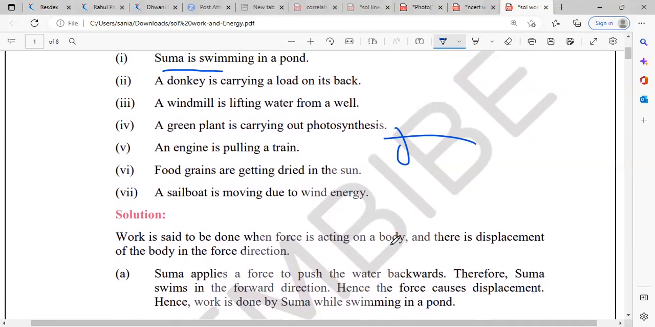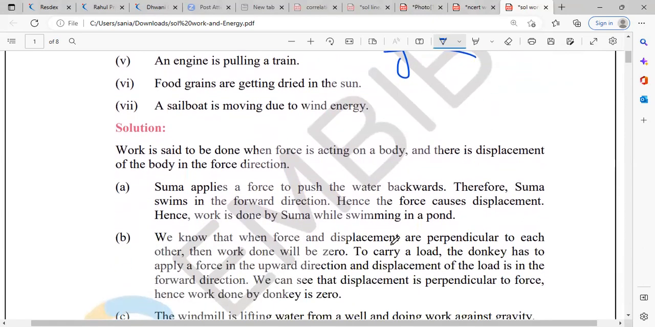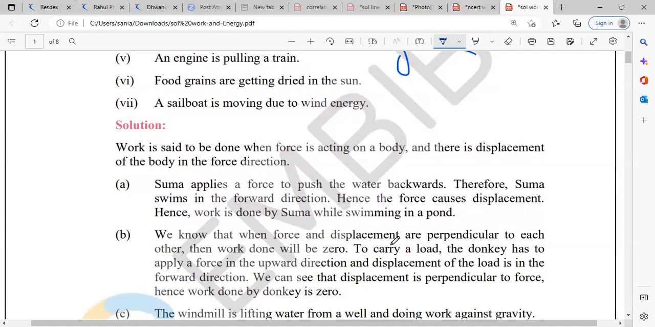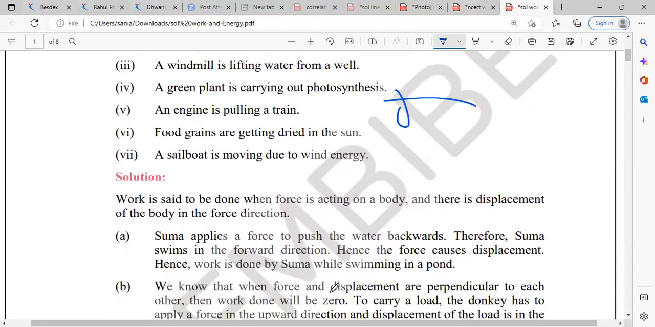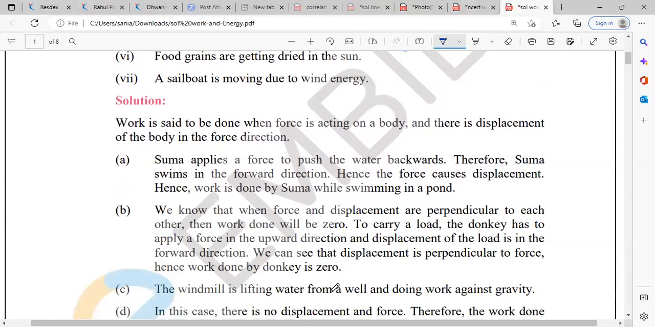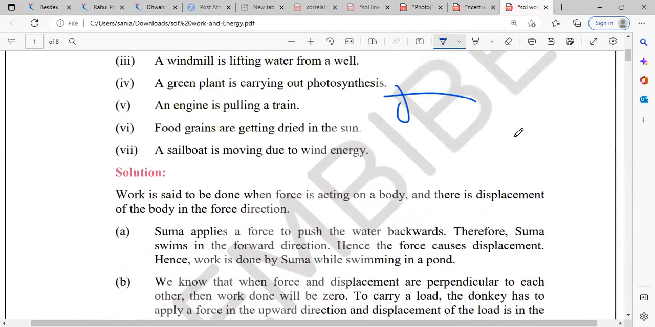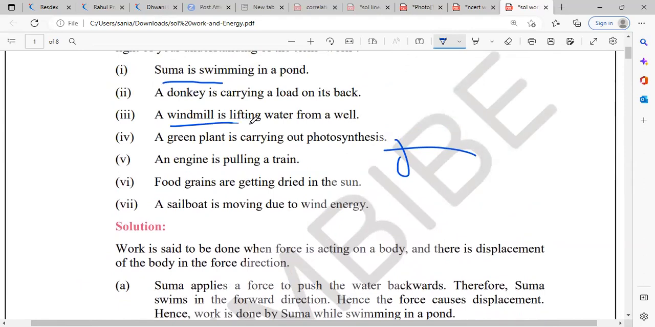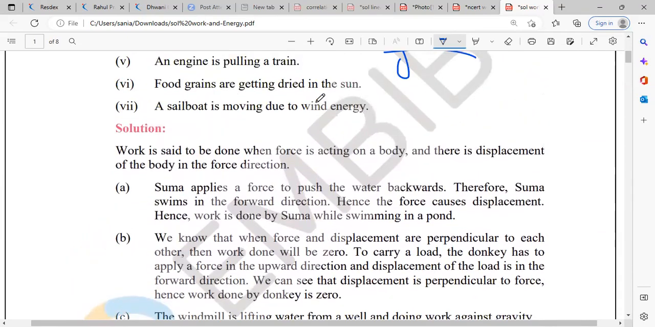Second, a donkey is carrying a load on its back. No, ma'am. No work is done. Work done by the donkey is zero because the donkey is carrying it but not moving, right? Next, a windmill is lifting water from a well. Yes, ma'am. Work is done against gravity, because it is lifting the water from here to here. Then a green plant is carrying out photosynthesis. No work is done, because nothing is moving.